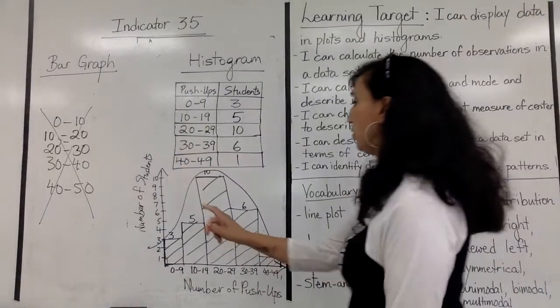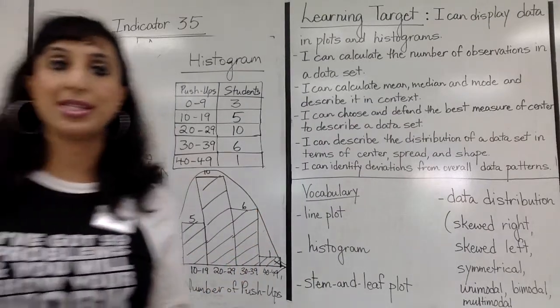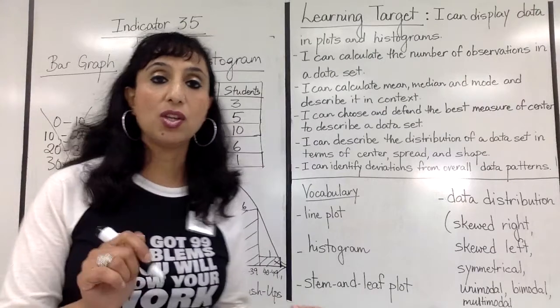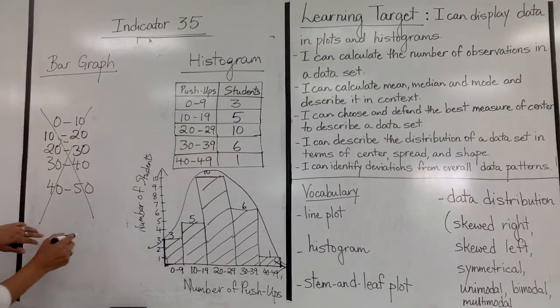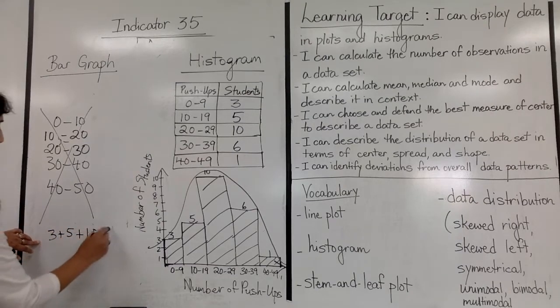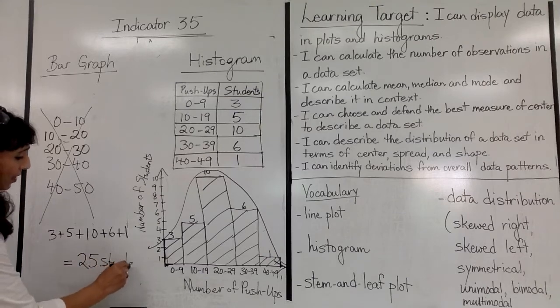For the median I have to calculate the total number of students that are there. So the students is determined by the frequency. Okay, so I have 3 plus 5 plus 10 plus 6 plus 1. So 3 plus 5, 8, 18, then I have 19 and 6, that gives me 25. So we have 25 students in this class.